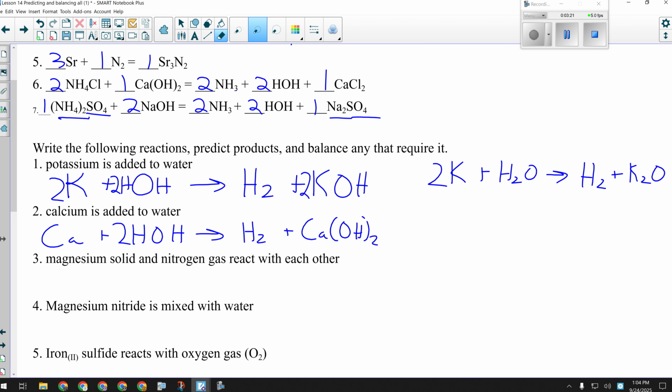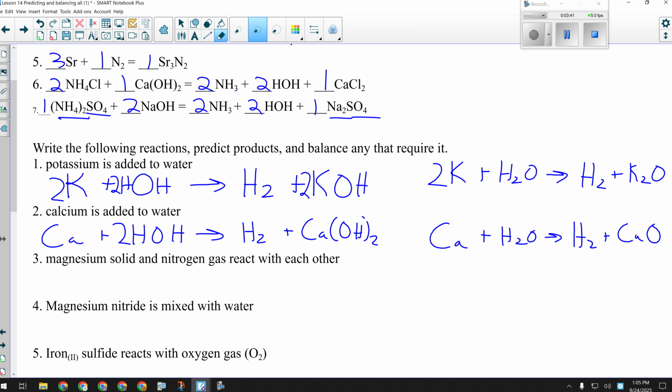But you could have also written this, okay? Ca plus H2O will give H2 plus CaO. And that's already balanced. You don't have to do a thing to it. Either one of those would be marked correct. Okay. Are we good?